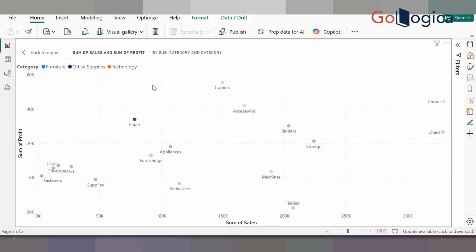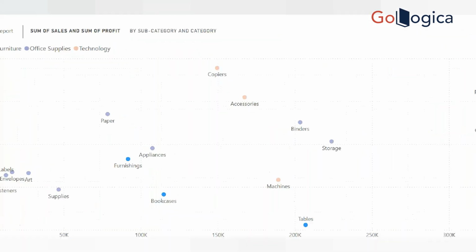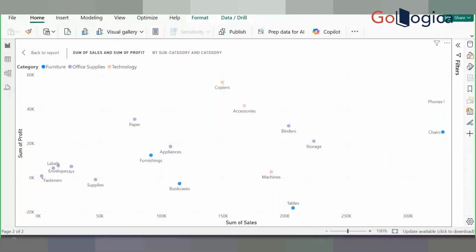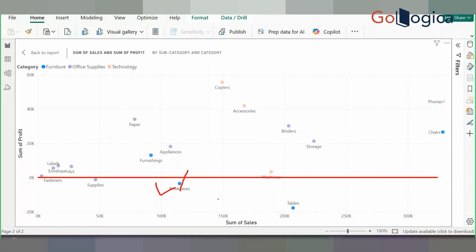And the third one is furniture. It's a big concern. We have four products here: chairs, furnishings, bookcases, and tables. This is your zero line. Two products are already in a negative value: bookcases and tables. They are running at a loss. Out of four products, two are giving me a negative profit.